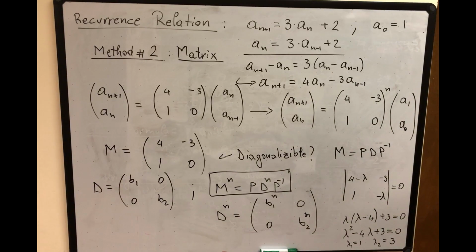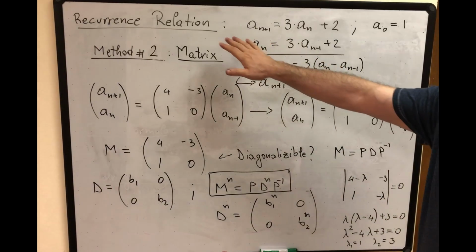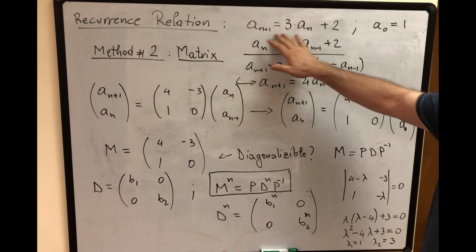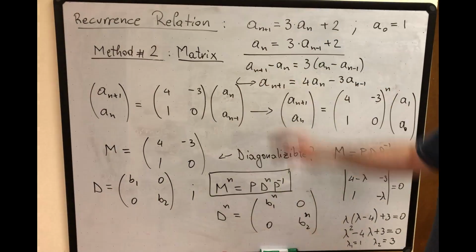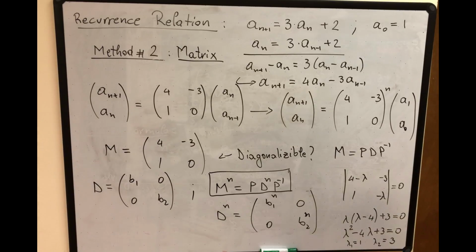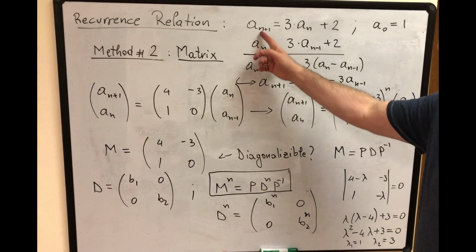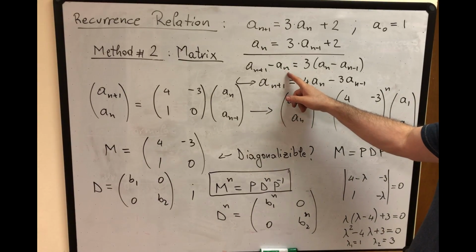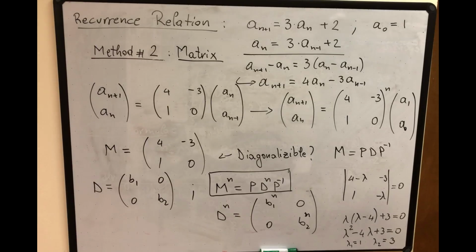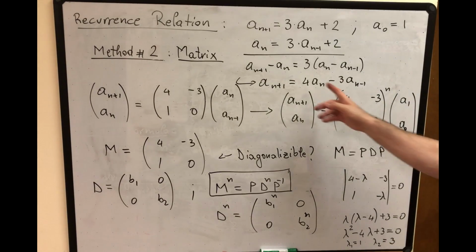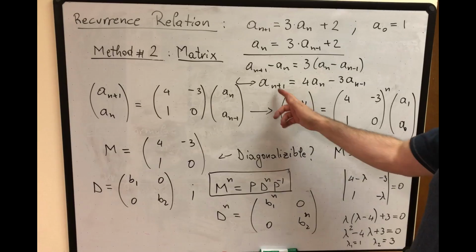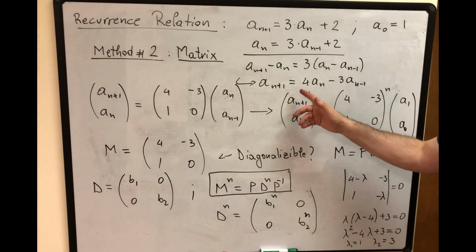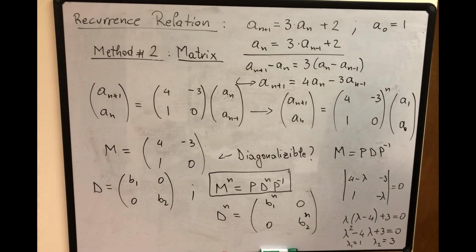Now, without any further ado, let's look at this method. So we had our recurrence relation here, a of n plus 1 in terms of a of n. From there you can define a of n in terms of a of n minus 1. Subtracting these two equations, you get a of n plus 1 minus a of n equals 3 times a of n minus a of n minus 1. If you solve this for a of n plus 1, you arrive at the conclusion that a of n plus 1 equals 4 times a of n minus 3 a of n minus 1.